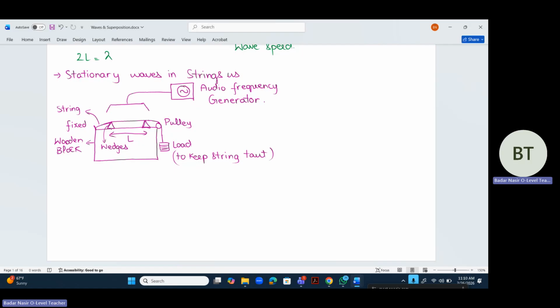This is a block of wood, and on top you have placed two wedges. We have to measure the length between the wedges. We are going to keep that length fixed. We are not going to change that length. Then we place an audio frequency generator along with the loudspeaker at the top. This loudspeaker will produce sound waves, and these sound waves are going to collide with the string and force it to oscillate or vibrate, and waves will be produced on the string.